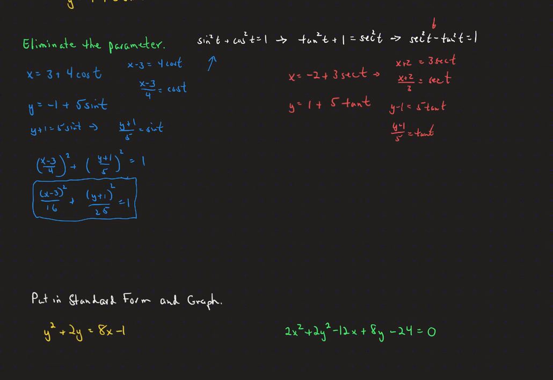Then we'll plug it into our other trig identity, the one with secants and tangents. And so we'll get ((x plus 2) over 3) squared, there's our secant squared, minus ((y minus 1) over 5) squared, here's our tangent squared, is equal to 1. And again, splitting that up into the square of the numerator over the square of the denominator will lead us to, hopefully, what we can recognize as a hyperbola.